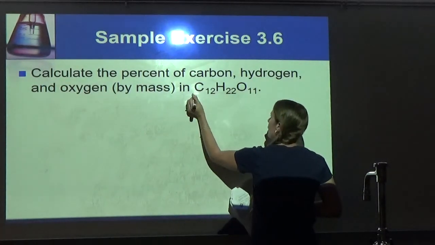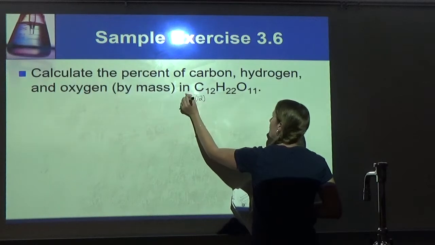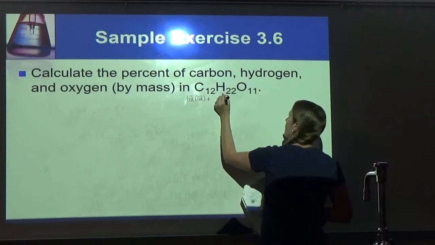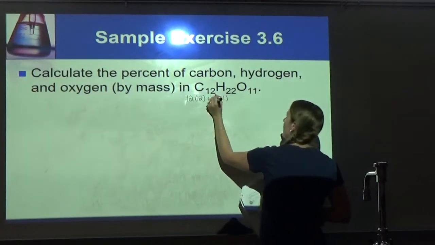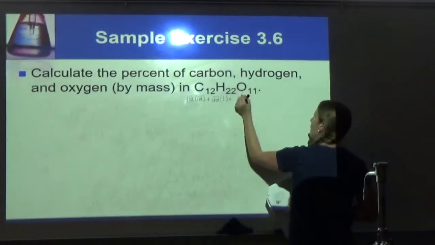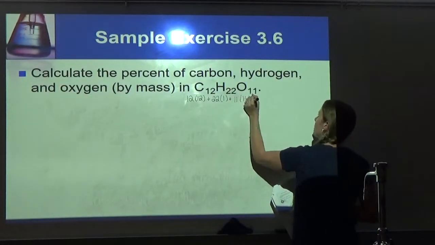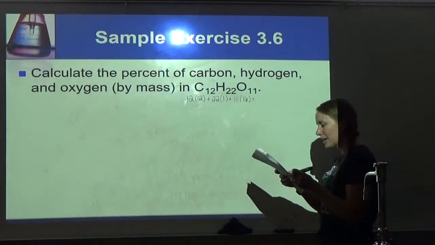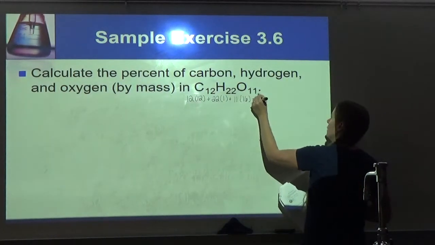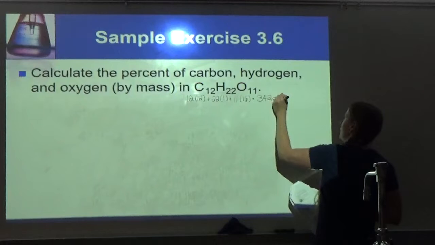So my mass for carbon is 12, but I'm going to multiply it by 12. My mass for hydrogen is 1. I'm going to multiply it by 22. And my mass for oxygen is 16. I'm going to multiply it by 11. So when I do that, I get a total mass of 342 grams per mole.